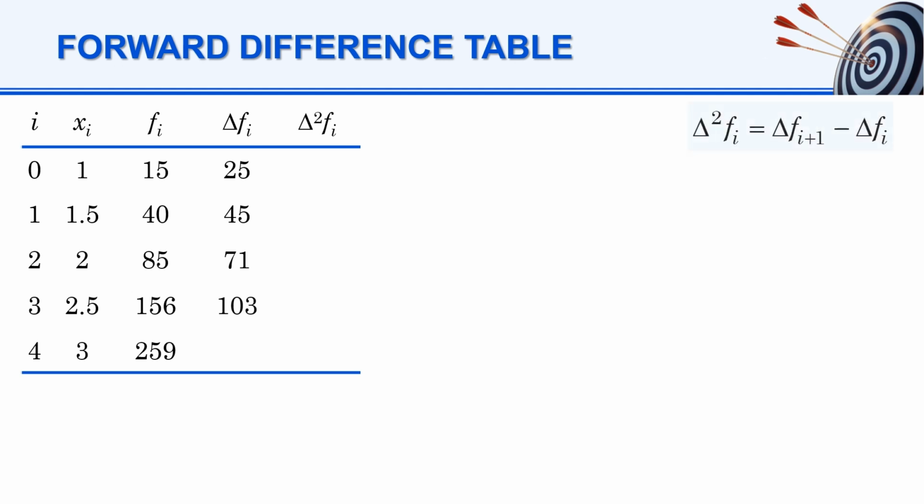Now, we move on to compute the second forward differences, which are the differences of the first forward differences, and place them in the fifth column. The process is carried out as follows.